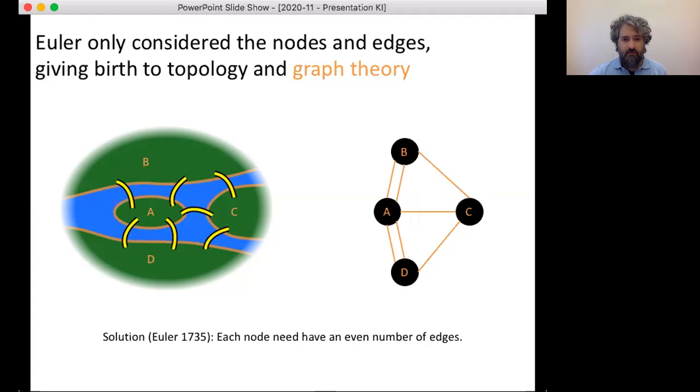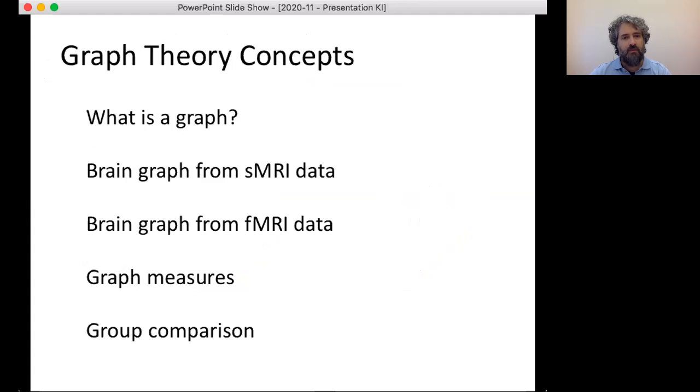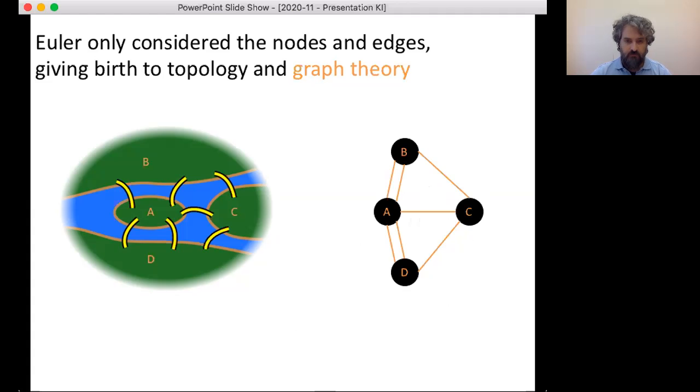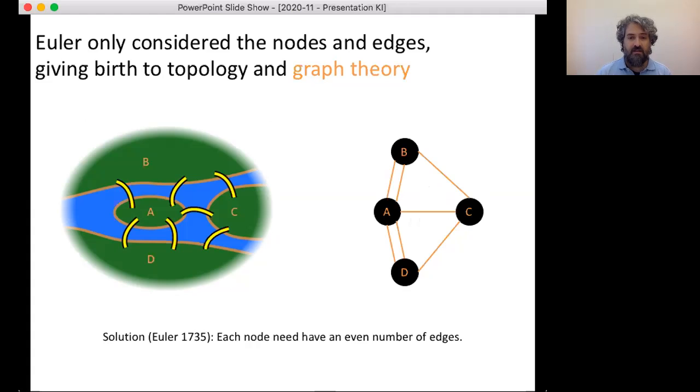And with this discovery, Euler in 1735 found the solution, which is that it's impossible because the islands don't have an even number of bridges. This is a very important work of Euler, a work that gave birth to two huge fields of mathematics, topology and graph theory. That's a pretty important work.